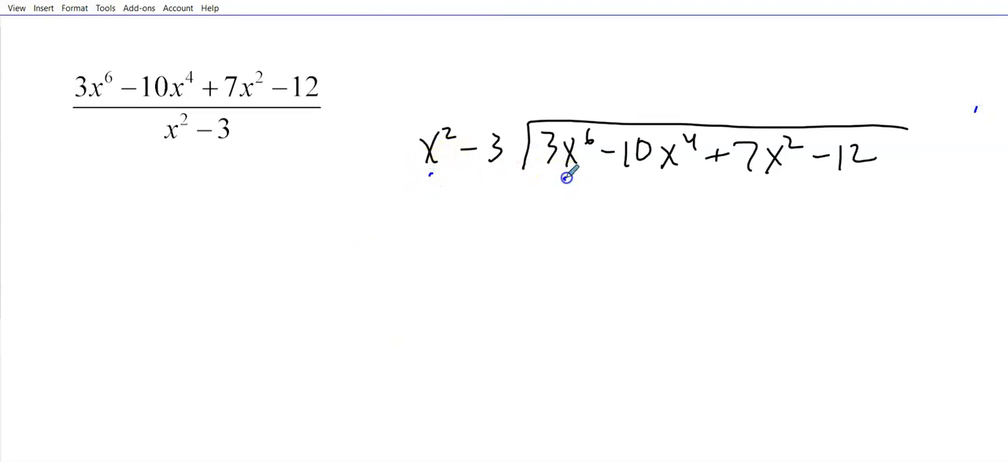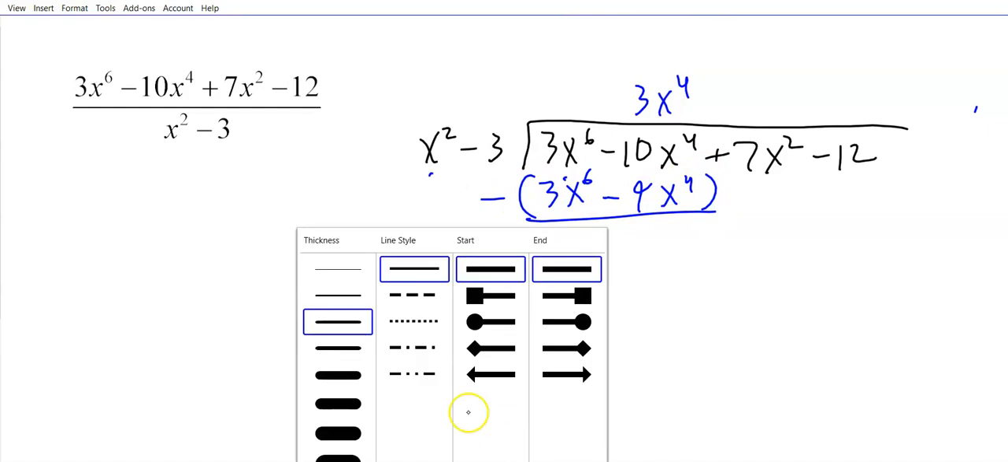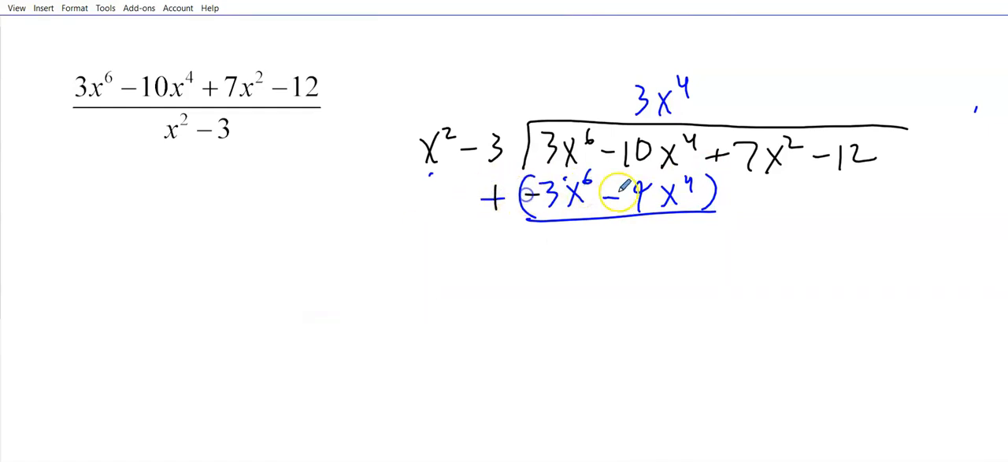So x squared times what is 3x to the 6th? That would be 3x to the 4th. So I'll put that in the x to the 4th column. So we get 3x to the 6th minus 9x to the 4th. Going to subtract both those guys. Be sure to distribute the negative. So this ends up being negative x to the 4th, bring down the next term, plus 7x squared.